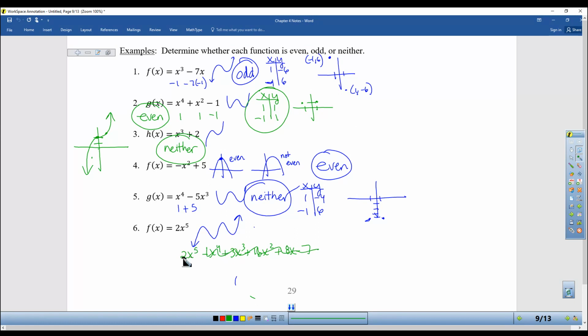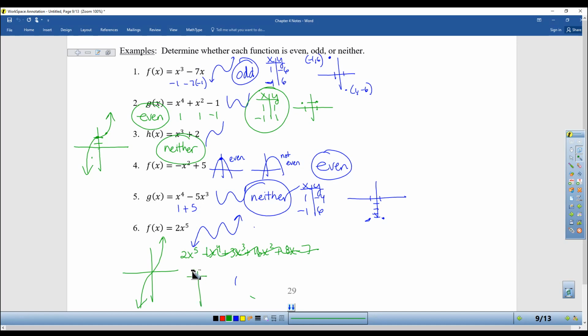If you just have 2x to the 5th, it just starts down and ends up. It doesn't get to have all the little bumpy pieces. That's why x to the 5th can look like x cubed. So it's missing all of those extra pieces. It does go through the origin.